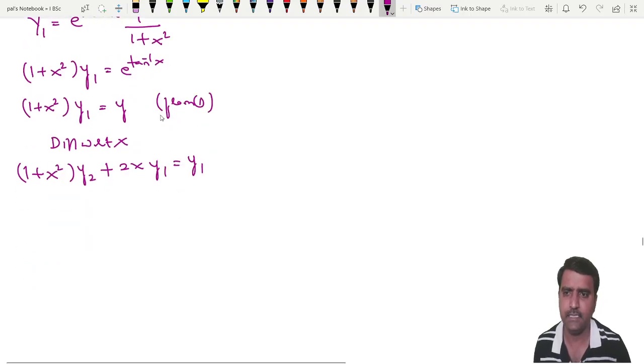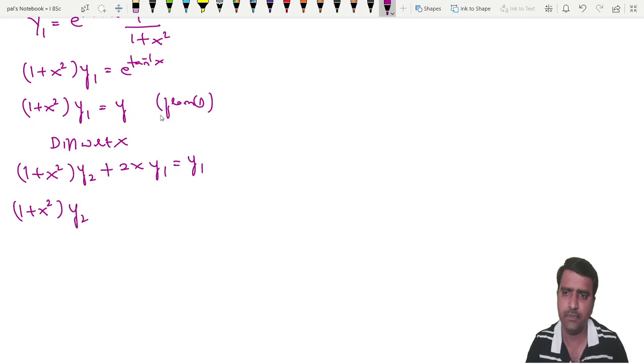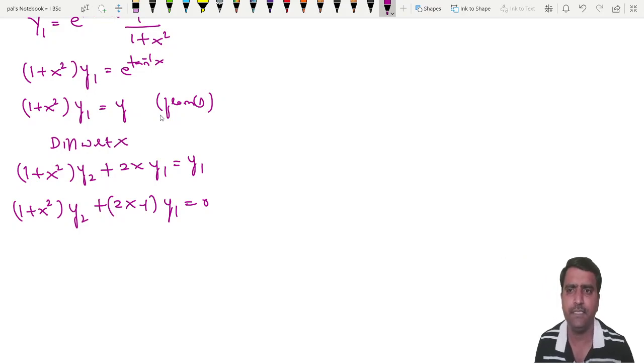Simplifying this, it is 1 plus x square into y2, plus, taking y to the left hand side and taking y1 common factor, it becomes 2x minus 1 of y1. This is equal to 0. To this, 1 plus x square into y2 plus 2x minus 1 of y1 equal to 0, you apply the nth differentiation.